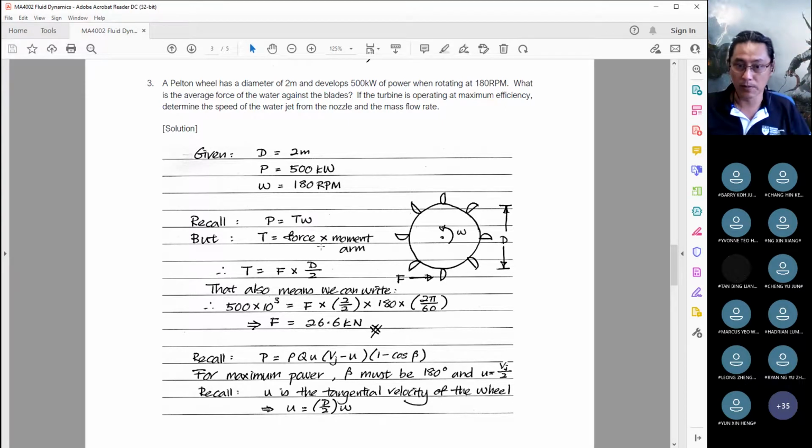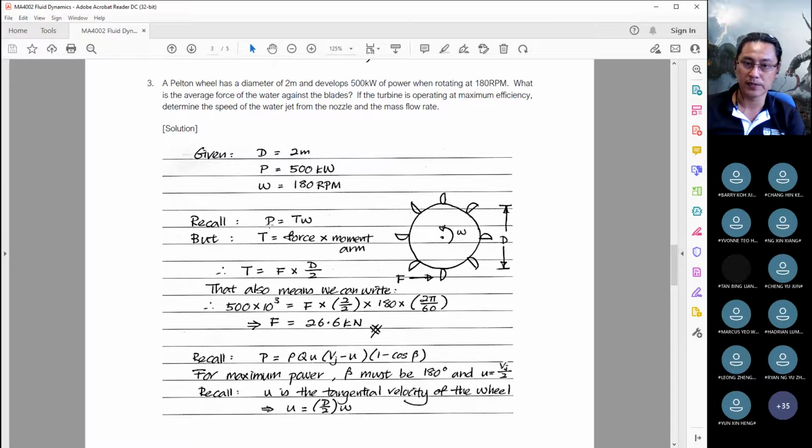All right, so that means the moment arm must be equal to the radius of the Pelton wheel. Radius, of course, is defined as D/2. So this is the formulation for torque, and we are interested in finding out what F is. We can make use of this formulation to help us find F.